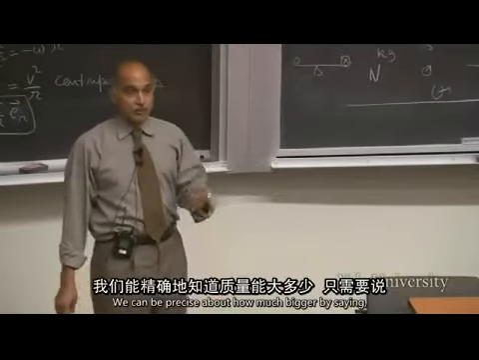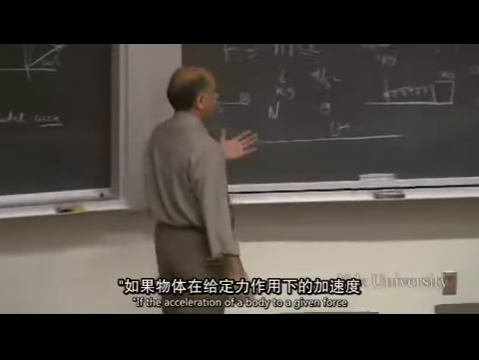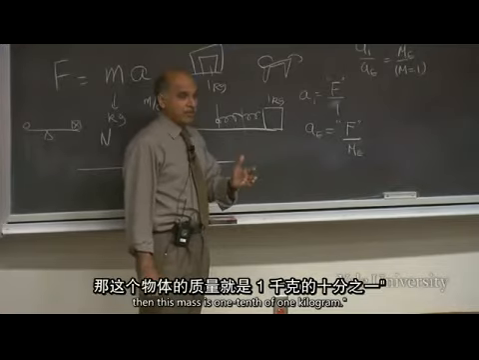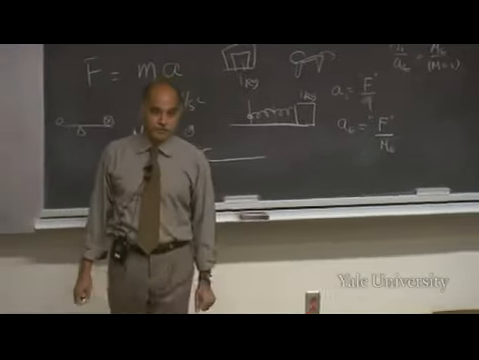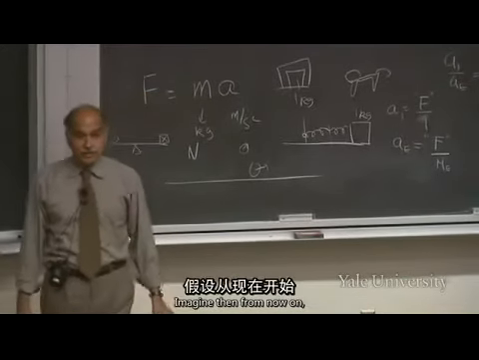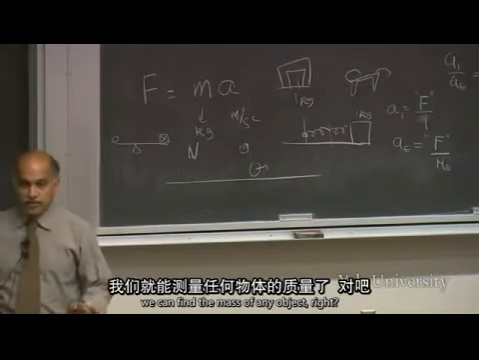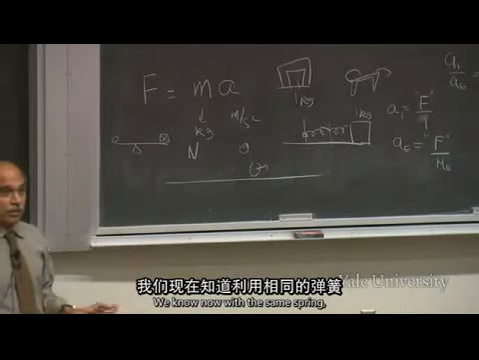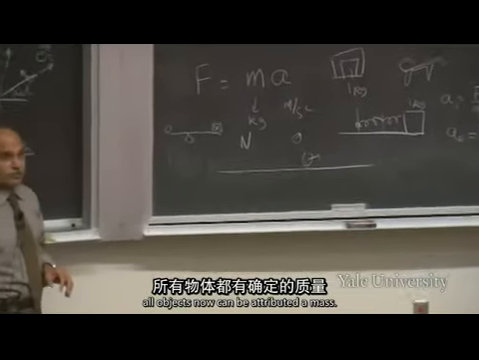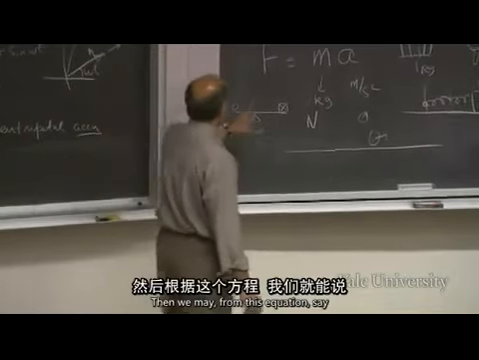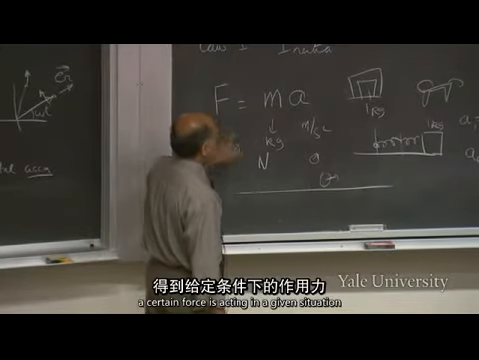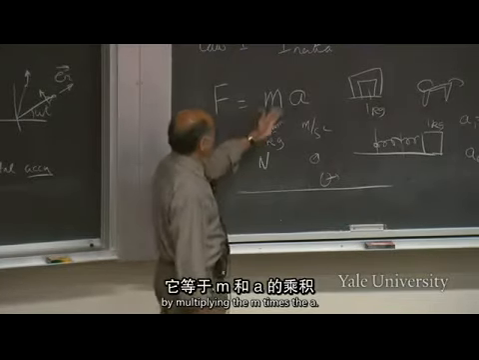And we can be precise about how much bigger by saying if the acceleration of a body to a given force is 10 times that of a 1 kilogram mass, then its mass is 1/10 of 1 kilogram. This is how masses can be tabulated using a spring. So from now on, we can find the mass of any object, right? With the same spring, by this comparison, all objects can be attributed a mass. Then we may, from this equation, say a certain force is acting in a given situation by multiplying the m times the a.